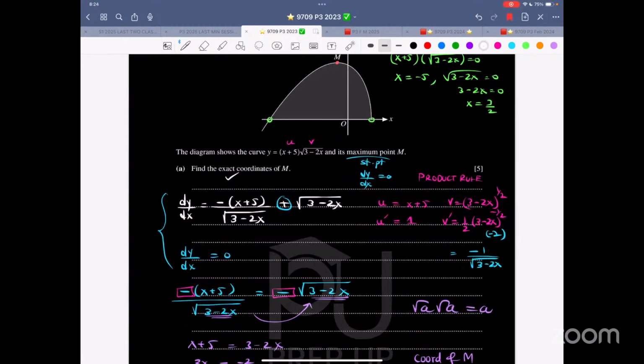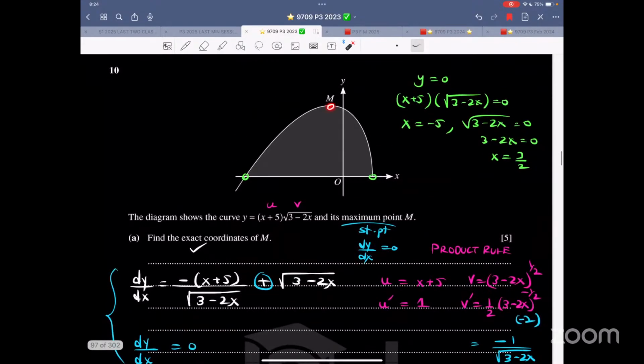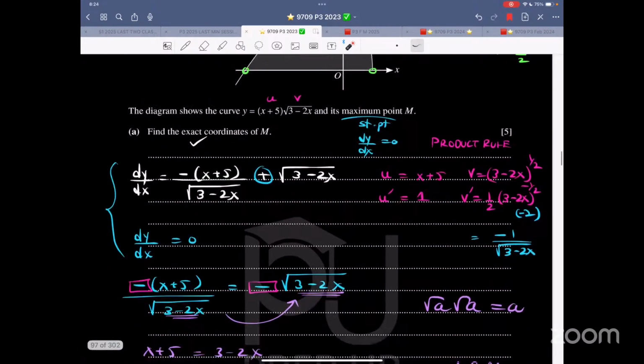Now, first thing first, I'm getting the value of these two x-intercepts. That is y is equal to 0. That is the equation of the curve. Y is equal to 0, x plus 5 equals 0, x is negative 5. And square root equals 0, x is 3 over 2. So this is 3 over 2, this is negative 5. Find the exact coordinates of M. So M will come out to be negative. You know that from the diagram.